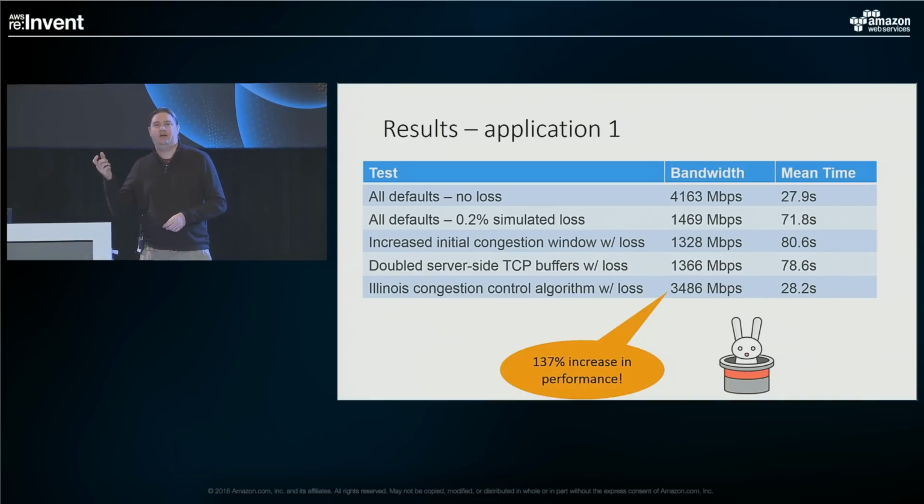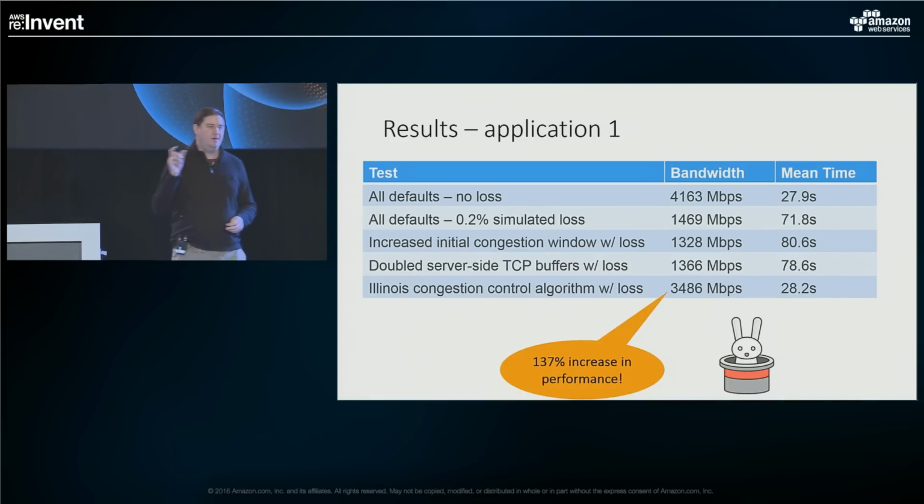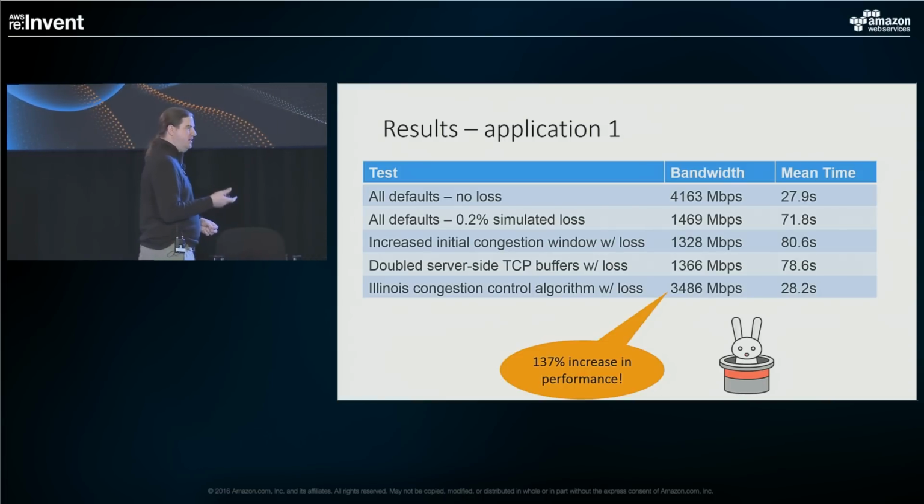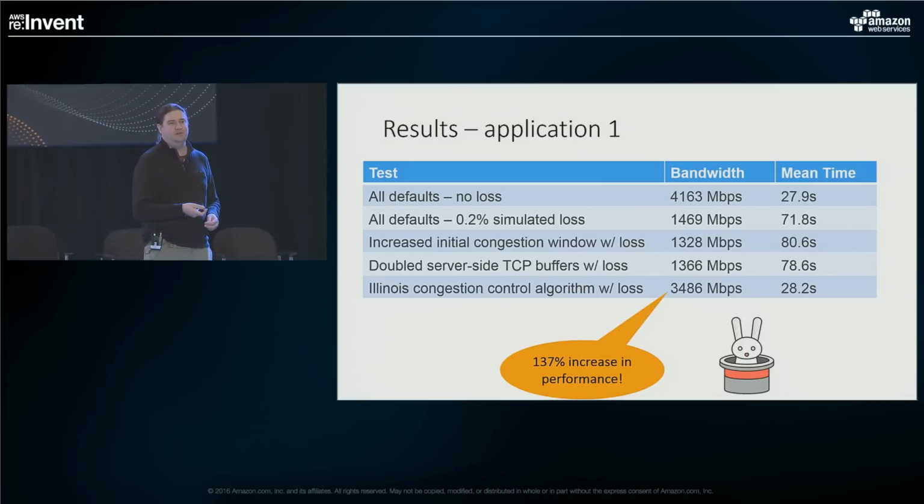A lot of congestion control algorithms aren't really expecting loss. But if you're in a situation where you have persistent loss on the network and it comes and goes, then it might be something that you want to test and evaluate whether some of these different congestion control algorithms might be helpful to you.